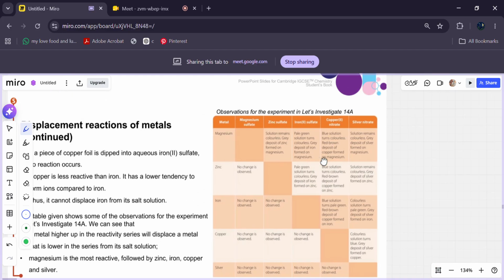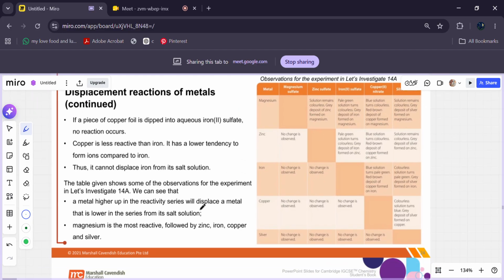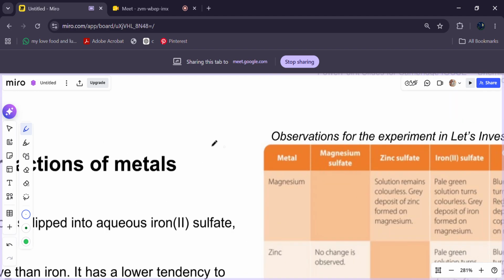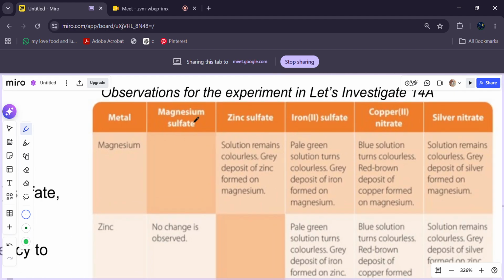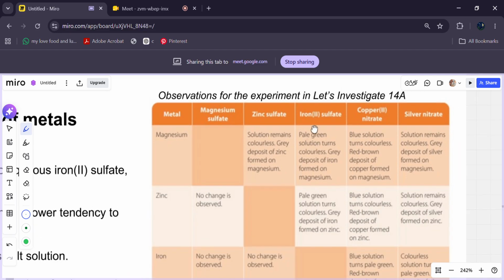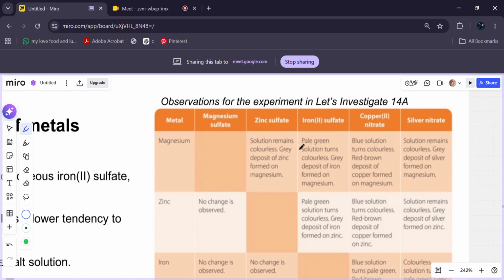We can see that a metal higher up in the reactivity series will displace a metal that is lower in the reactivity series from its salt solution. Let's look. We have magnesium as a metal. It cannot displace magnesium sulfate, but it can displace zinc sulfate, iron(II) sulfate, copper(II) nitrate, and silver nitrate. Because it's the most reactive metal in this table, it can displace every single metal except its own metal.